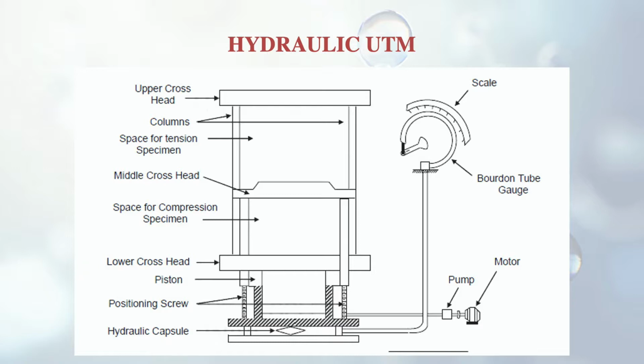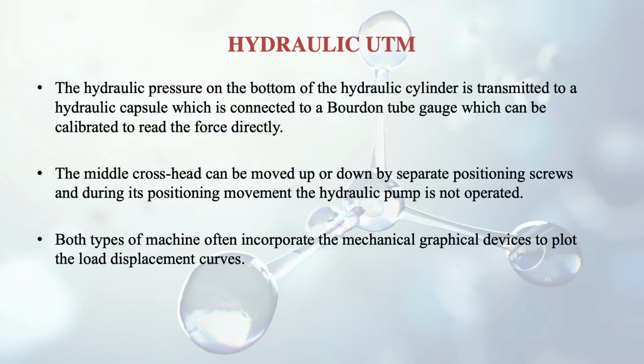This Bourdon gauge is there, you can identify and learn, and now the positioning, the piston is there, the cylinder, hydraulic cylinder is there. So you can just see the figure, and you can get what component is at which place and how it is working. Now we see that both types of machine, meaning the electrical gear driven machine and the other one which is hydraulically driven machine, both incorporate mechanical graphical devices to plot the load displacement curves. So your stress strain curve can be got through these machines.